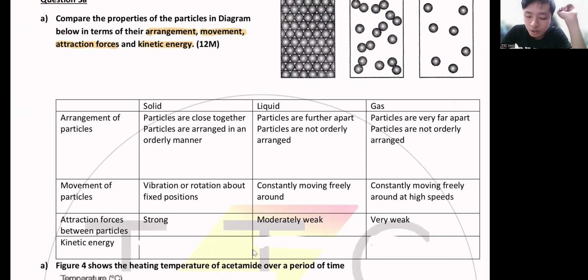The energy is also very simple. For solid it is very low energy. For gas it is very high.